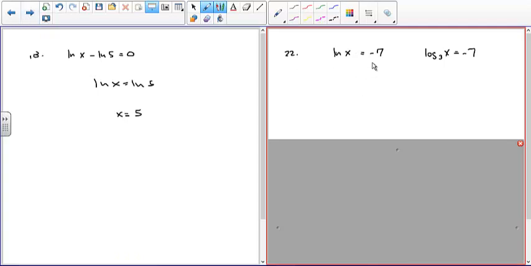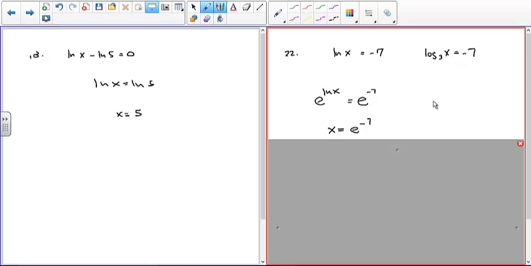I don't know why I have these two. I think just to show you how you solve them. So in this case, you could use the inverse properties of the exponential and the log. So what I'd do is I'd take each one of those sides and make them the exponent. And then e to the natural log of x is just x. So the answer is e to the minus 7 power.